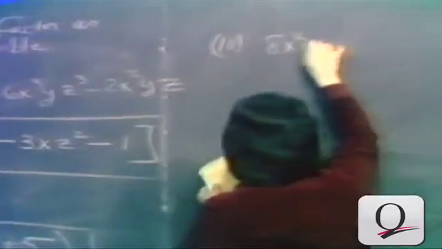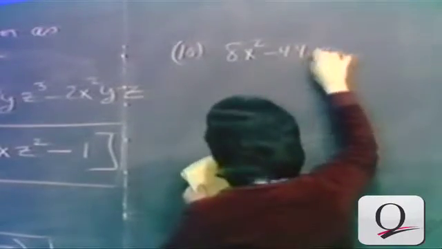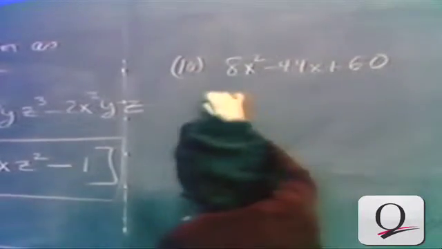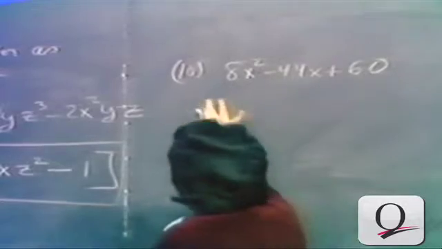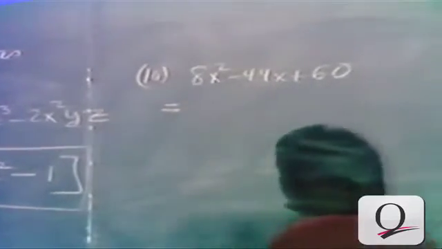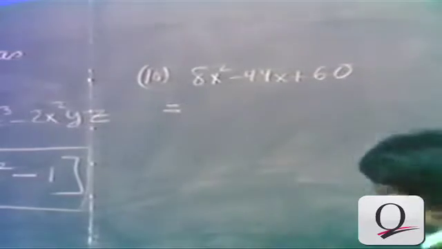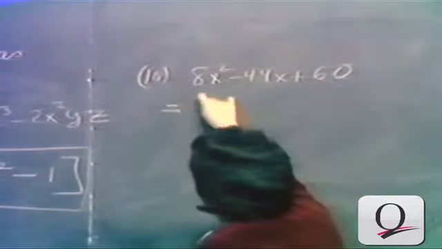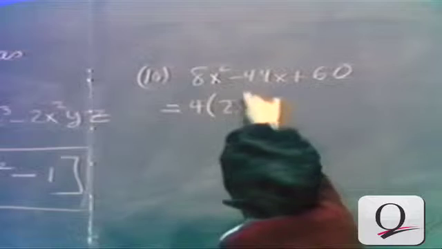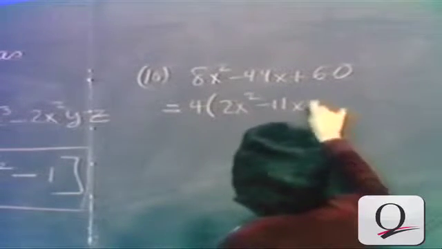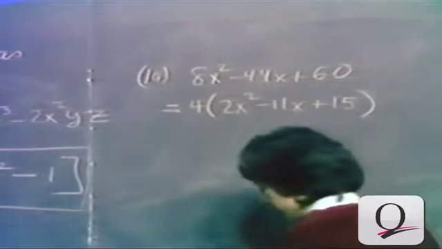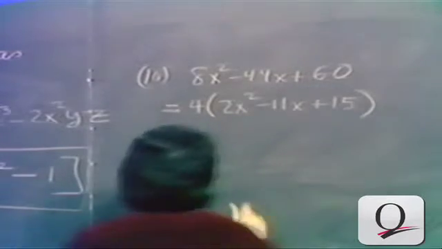In problem 10, 8x squared minus 44x plus 60. First, we look for a common factor. Even though it's a trinomial, we still start by looking for a common factor that we can pull out. And we see that we can pull out a 4, leaving us with 2x squared minus 11x plus 15.